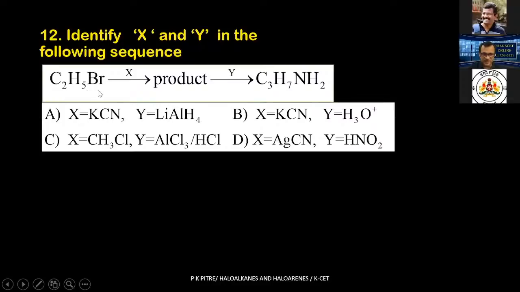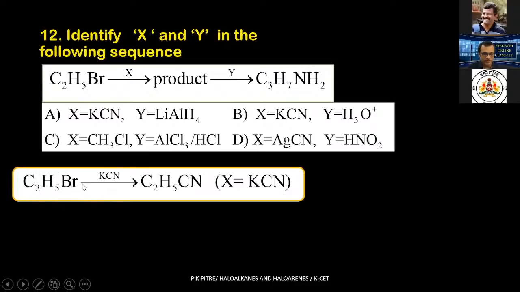I'll write the first reaction. But before going to the reaction, look at the difference between the two. The end product has one carbon atom more than the starting material. The first has 2 carbons, the product has 3 carbon atoms. So there has been an increase of 1 carbon atom. And a few questions back, I told you the best method to increase a carbon atom. You can double it up also, but that's Wurtz reaction. But here you want only 1 carbon atom, so it should be KCN. 100% sure, there is no other option.